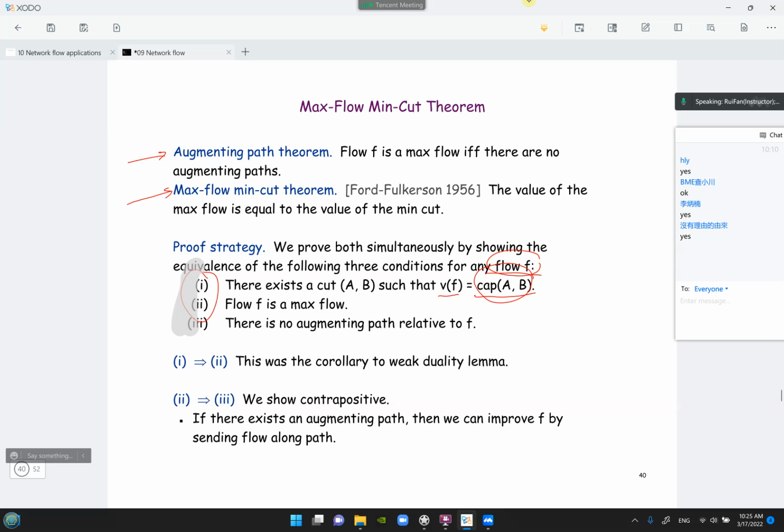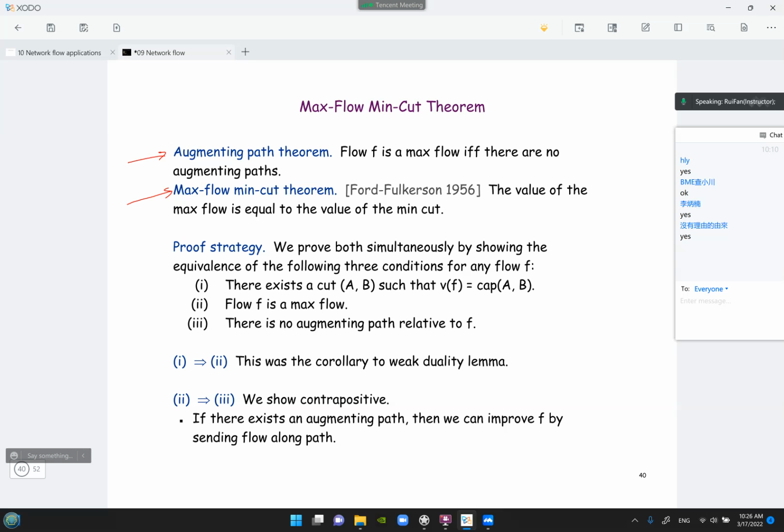Now let's prove all three properties are equivalent to each other. First, let's show that 1 implies 2. By weak duality, any flow is less than the capacity of any cut. So if you have a flow which is actually equal to this capacity, then this is as large as you can possibly make that flow. You cannot make the flow larger, because then the flow would be larger than the capacity of some cut, which violates weak duality. So 1 implies 2.